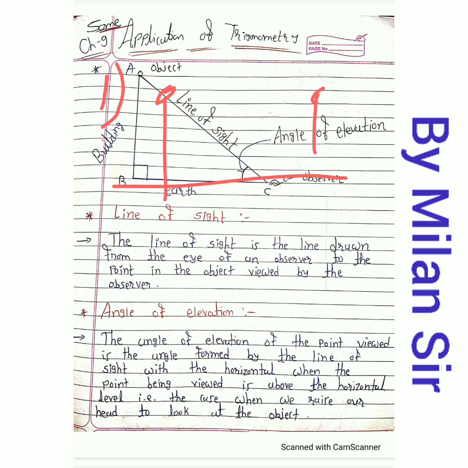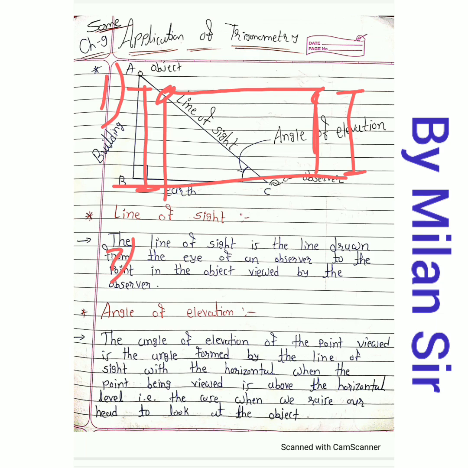Observer and object have the same height. At that time, if we know the height of the observer, then if I join this, it becomes a rectangle. So alternately, the height of the object and the height of the observer are the same. So if we know the height of the observer, then directly we can find the height of the object if both are at the same height from the earth.